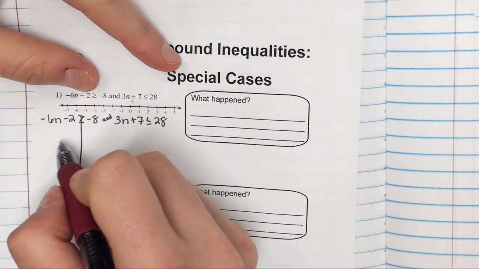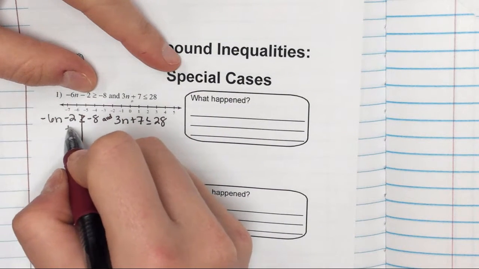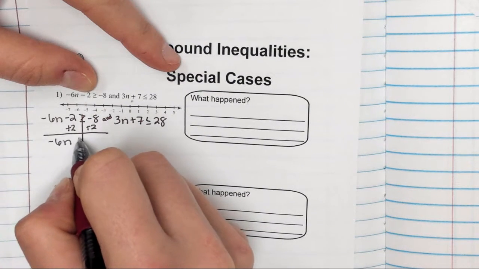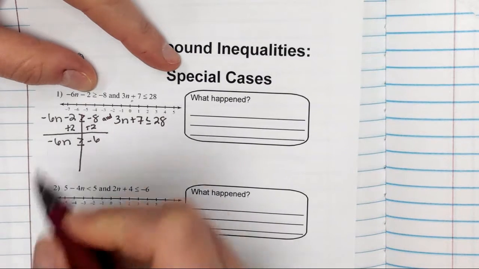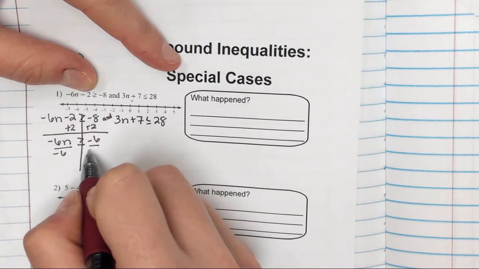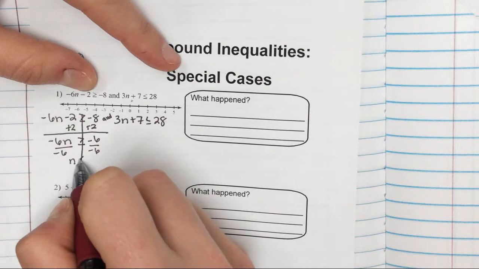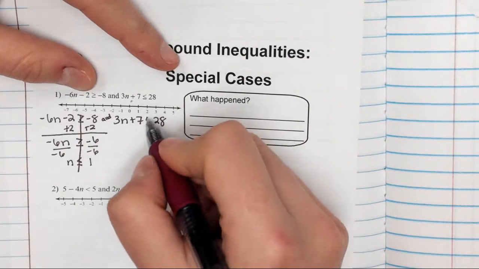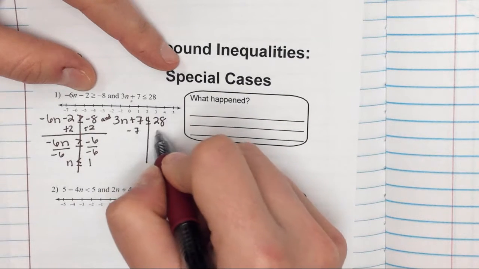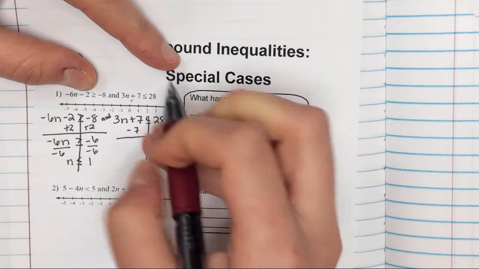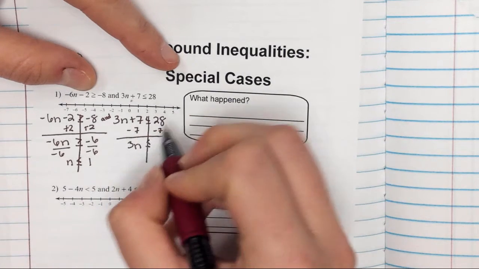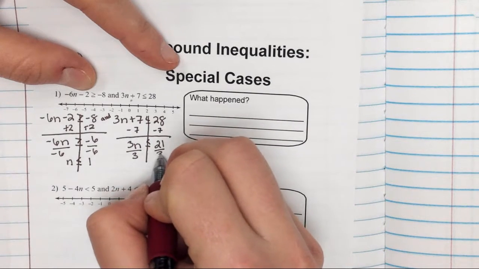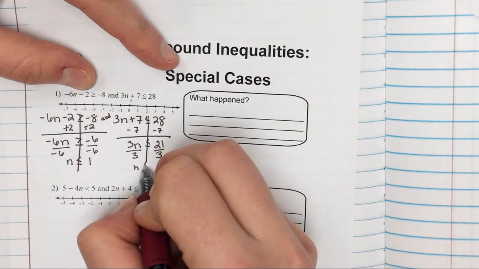I have adding 2 to both sides. I have negative 6n is greater than or equal to negative 6. I'm going to divide by negative 6 and divide by negative 6. So that gives me n is less than or equal to 1. Alright, and solving this inequality, I'm going to subtract 7 and I'm going to subtract 7. So I have 3n is less than or equal to 28 minus 7, which is 21. And I'm going to divide by 3 and I'm going to divide by 3. So I have n is less than or equal to 7.